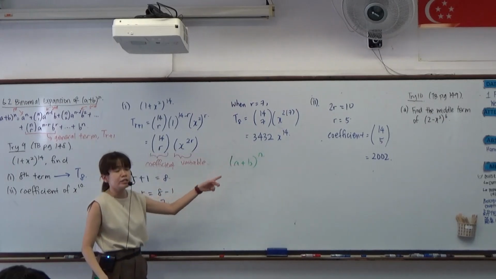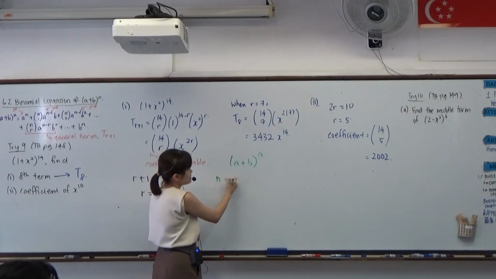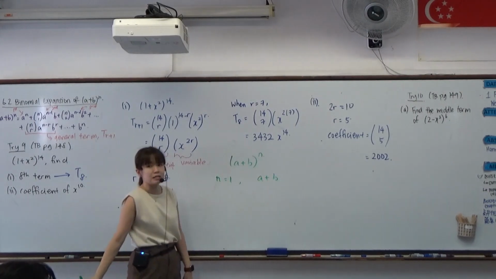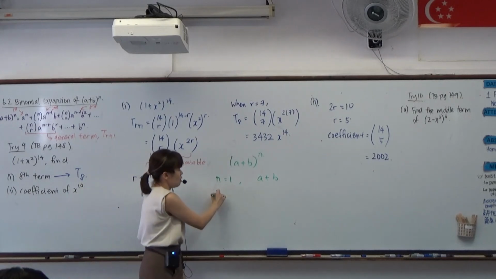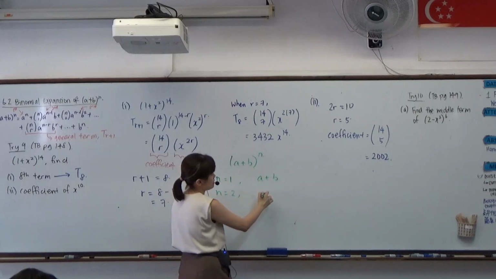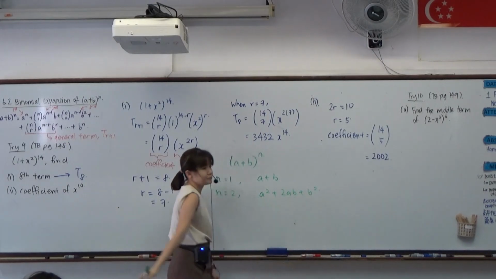Okay, recall that we're always trying to expand (a + b) to the power of n. When n equals 1, my expansion will just be a + b. When my power equals 2, it is going to give me a squared plus 2ab plus b squared.